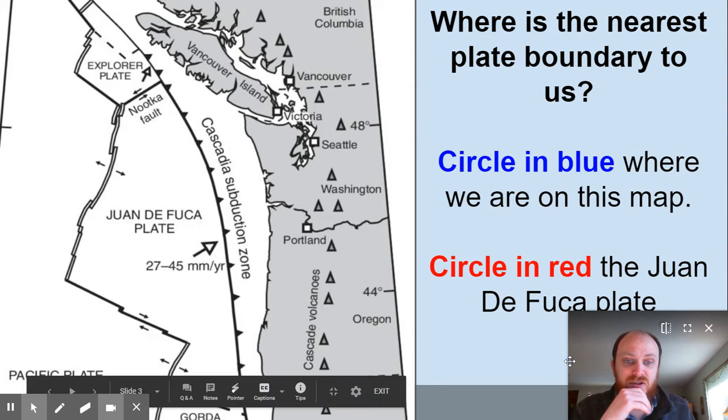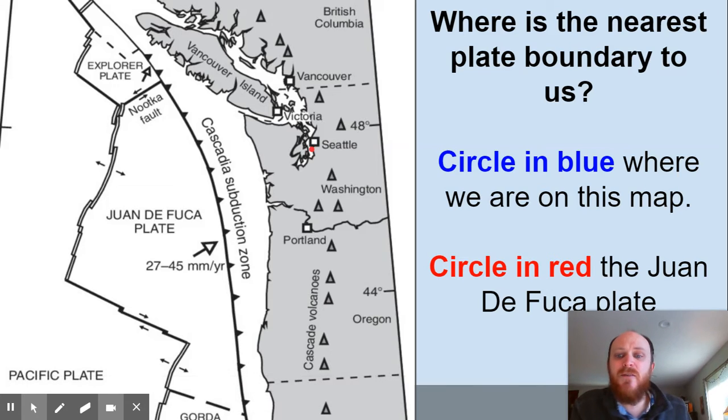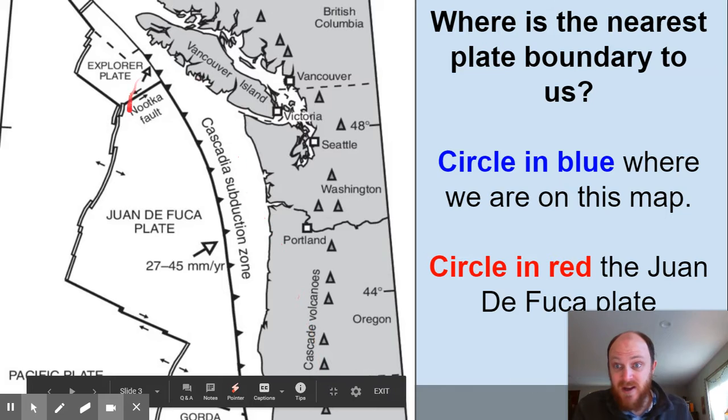On this screen, I wanted you to look for us. We are just south of Seattle, kind of right down here where my pointer is. We live just down here. And we have a Juan de Fuca plate. We have our own tectonic plate. That's kind of just like southern British Columbia, Washington, Oregon, Northern California. It's called the Juan de Fuca plate.